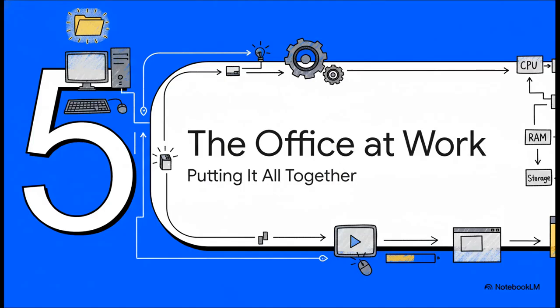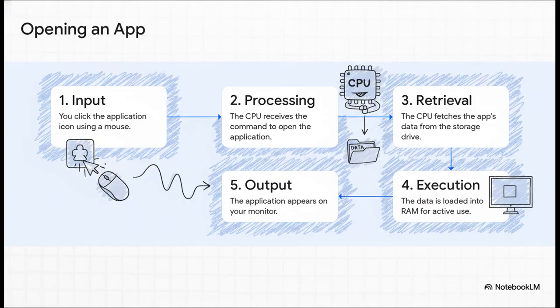Okay, we've met all the players. Now for the fun part. Let's put it all together and see the entire office spring into action for something you do all the time, just opening an app. So watch this. 1. You click the icon with your mouse. That's the input. 2. The CPU, our office manager, gets the message. Hey, they want to open this app. 3. The CPU zips over to the filing cabinet, your storage drive, and grabs the files for that application. 4. It brings those files back and spreads them out on the desk. That's the RAM, so it can work with them. And finally, 5, what's on the desk gets displayed on your monitor. That's the output. And the crazy part? All of that happens in like the blink of an eye.